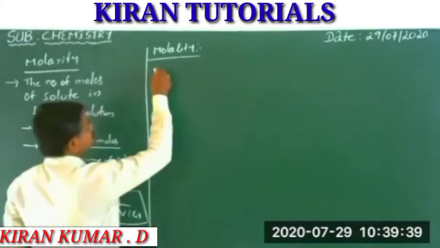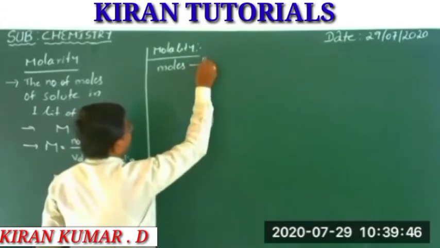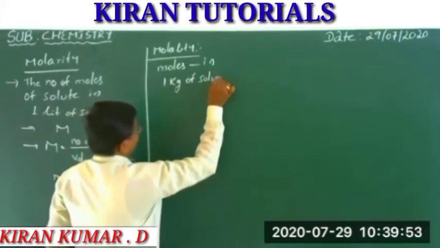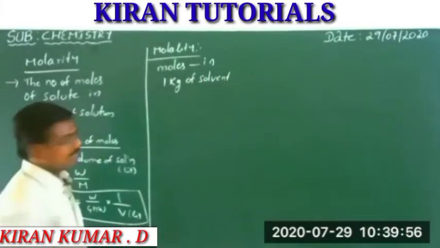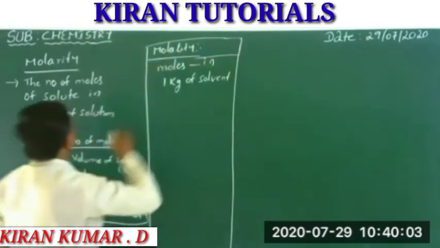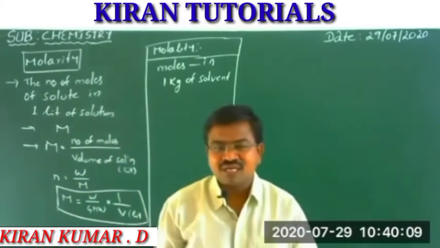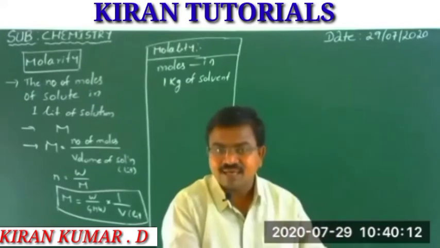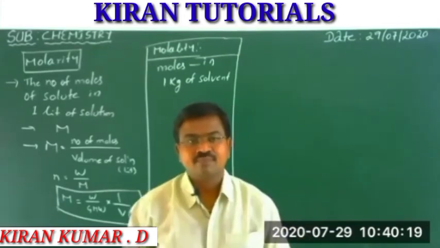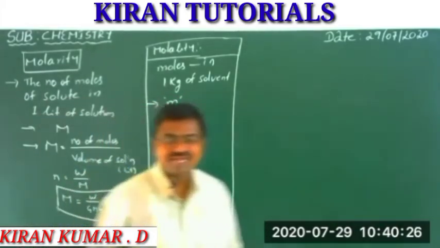So, the number of moles of a solute present in 1 kg of solvent is called molality. What is molality? The number of moles of a solute present in 1 kg of solvent. See, it is denoted by small m.